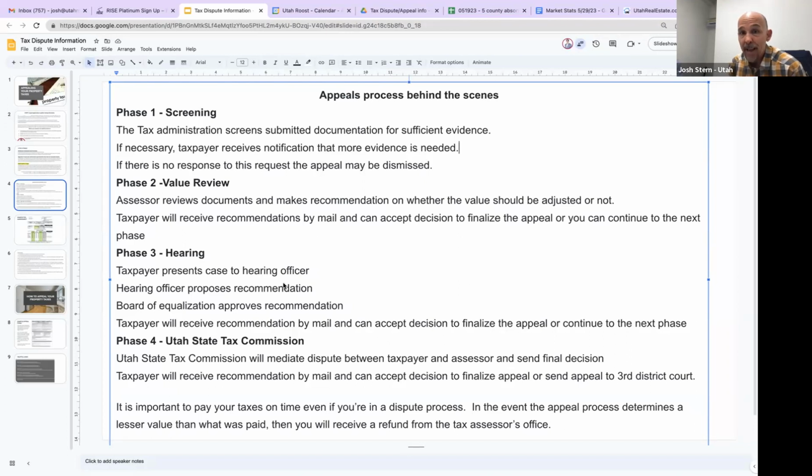The taxpayer can receive recommendations by mail. They can accept a decision to finalize the appeal, or they can continue to the next phase, which is the hearing phase. And none of you should be afraid of the hearing phase. If you're doing this on behalf of your client, you're basically just going in and presenting the same information that you already presented. They're going to show you their information, and you're going to look at it and dispute it. You're going to critique somebody else's valuation, is all you're going to do.